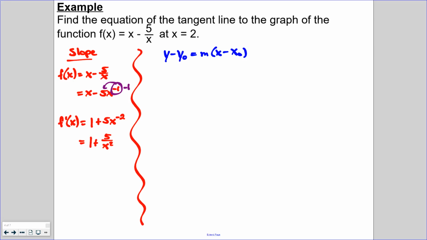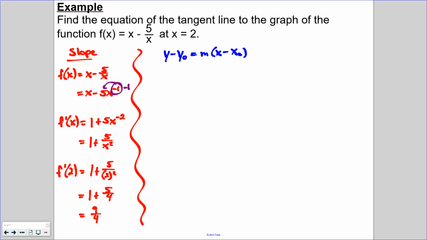Now we have the derivative, which means we can find the slope at any point on the function x minus 5 over x. But we don't want to find it at any point, we want to find it at the point where x equals 2. So that means we need to solve for f prime of 2, so we can go ahead and plug this in. So we're going to get 1 plus 5 over 2 squared, which can be simplified to be 1 plus 5 over 4, which will end up being 9/4 as our slope.